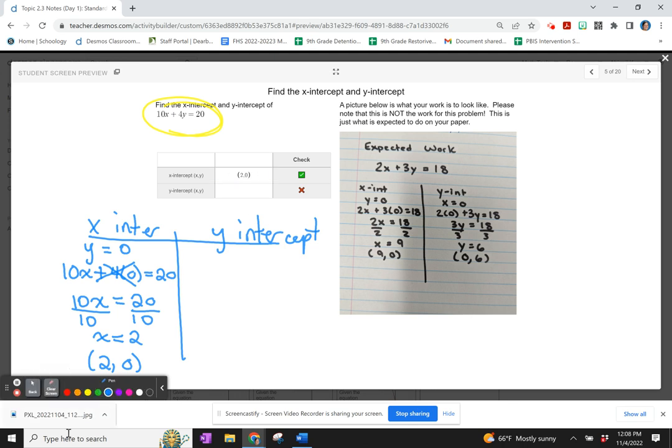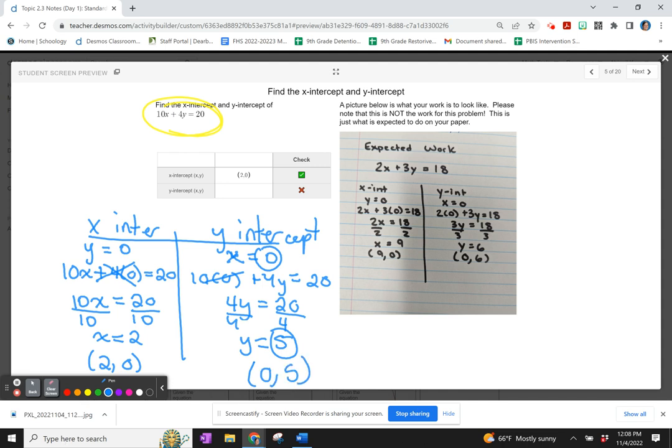Now for the y-intercept, we're going to have x equals 0. So wherever you see an x, you're going to plug in 0. So then we have 4y equals 20. Divide by 4, our y is 5. Once again, our x we found was 0 and our y is 5. So that would be (0, 5). So that is the work that I expect.